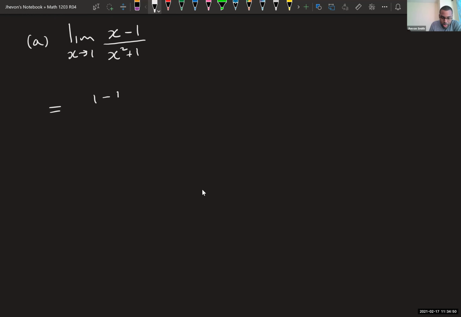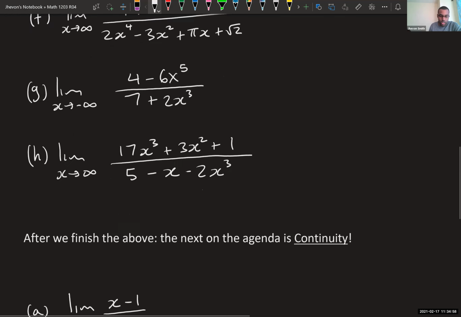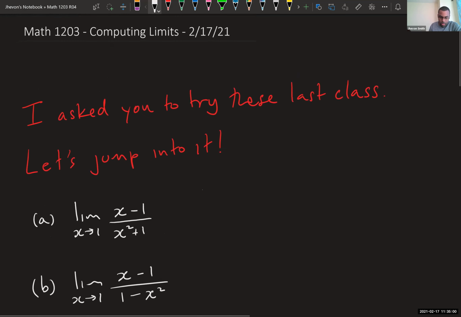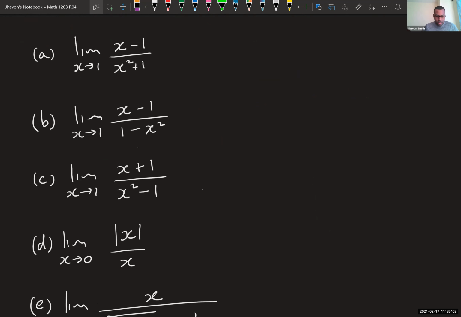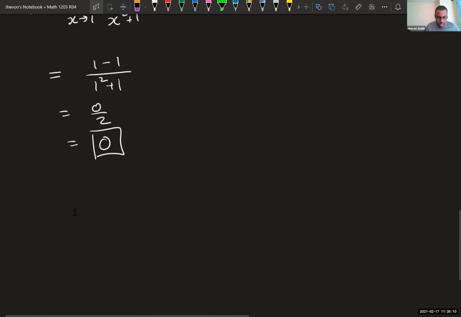So I just plug in 1 minus 1 over 1 squared plus 1. That's 0 over 2. So the answer is 0. Yeah, that's pretty much it. Just plug in. So that one, strategy 1 worked there. Let's move on to B.